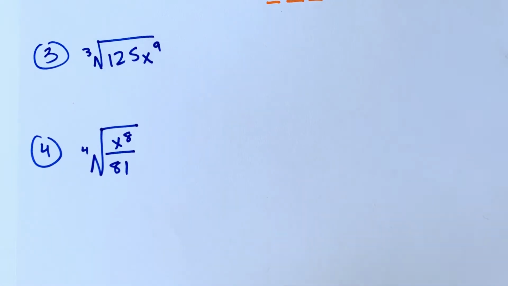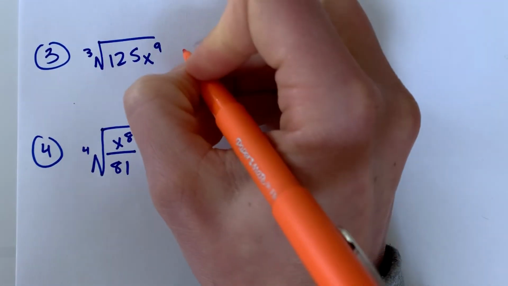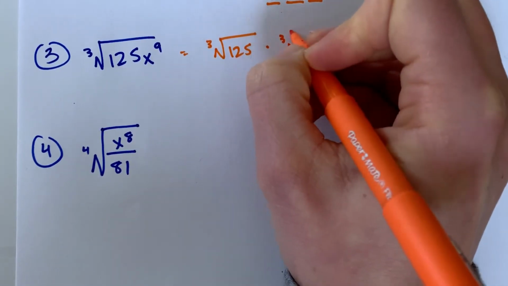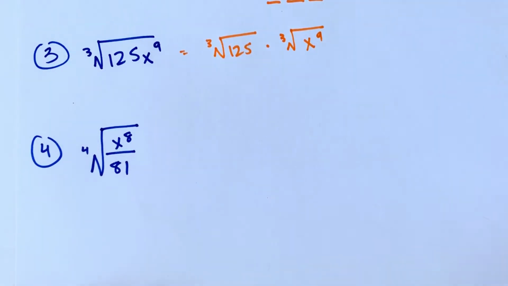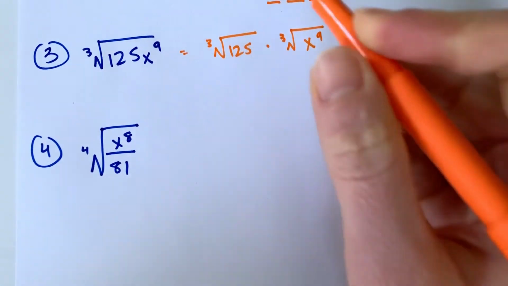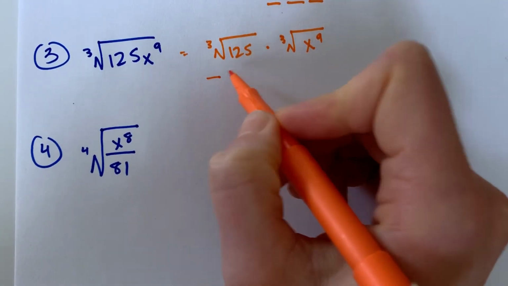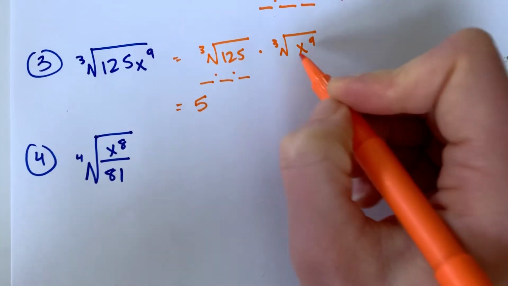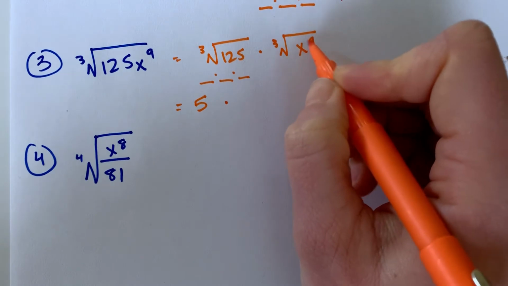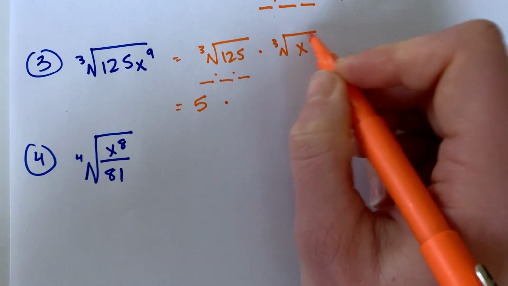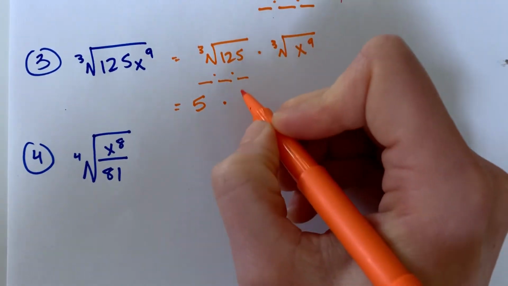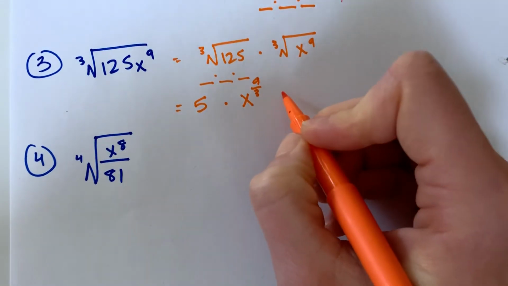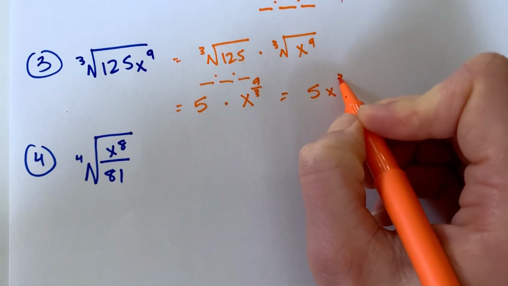Okay, hopefully you've tried it. This is another multiply one, so I'm going to split it up into 2 multiplication expressions. Now I can simplify this. This is the cube root of 125. So what number multiplied to itself 3 times equals 125? We've already done this. That's 5. And this guy, I need to put into a fractional exponent. So again, this 3 is going to be on the denominator, so x3 on the top is going to be my 9. So this is going to be 5x to the 3rd.